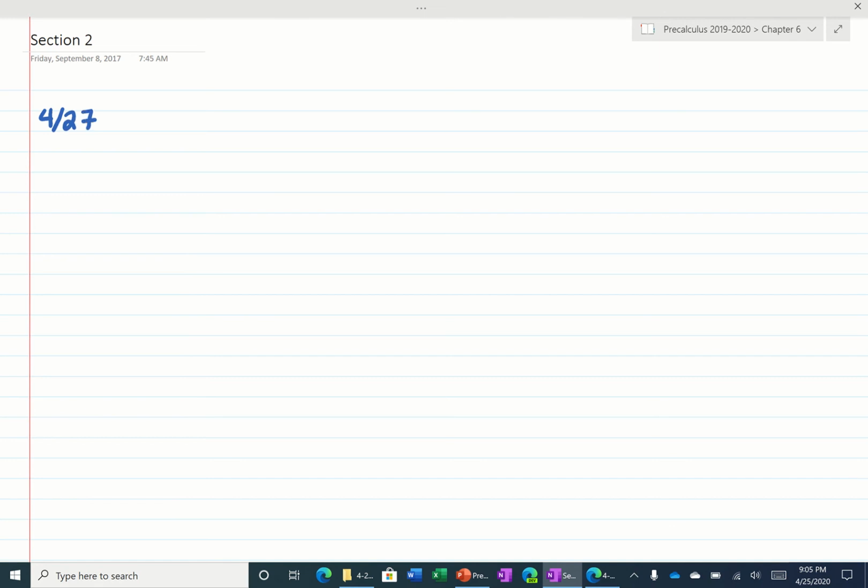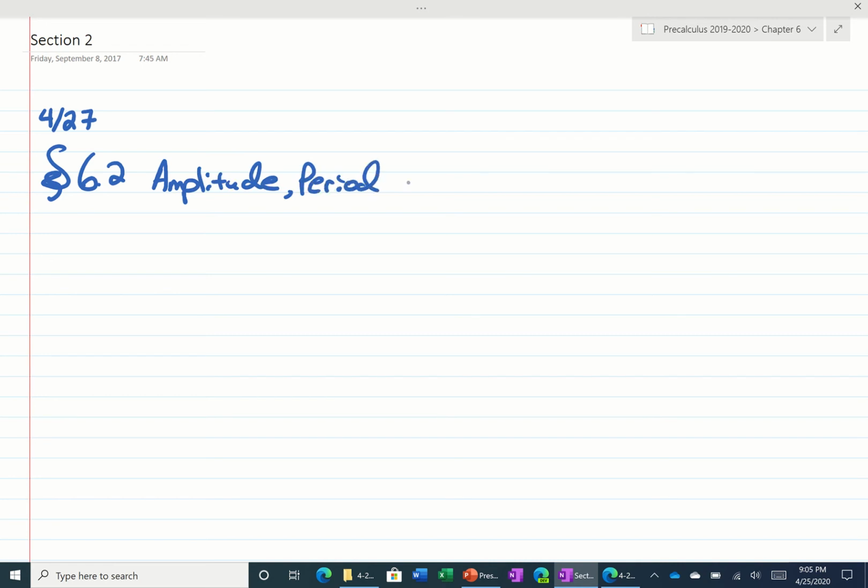So today's the 27th. And let's see what we have going on here today. Alright. So we're going to be doing section 6.2 today. Section 6.2 we'll spend a few days on. It's called Amplitude, Period, and Phase Shift.